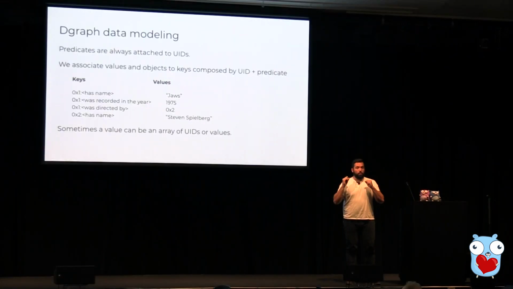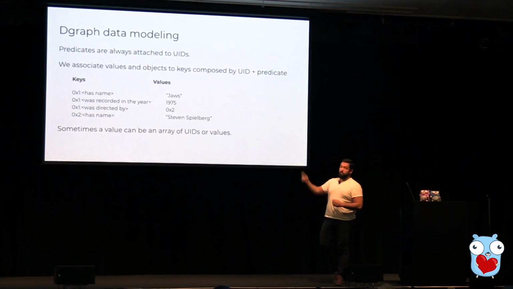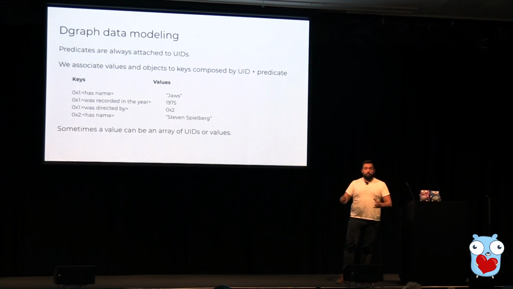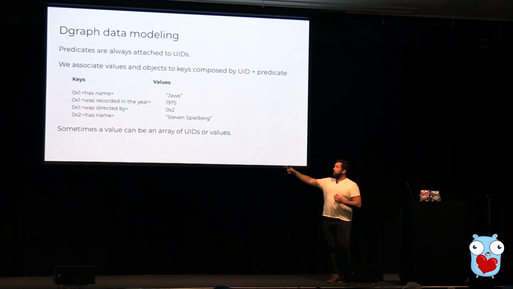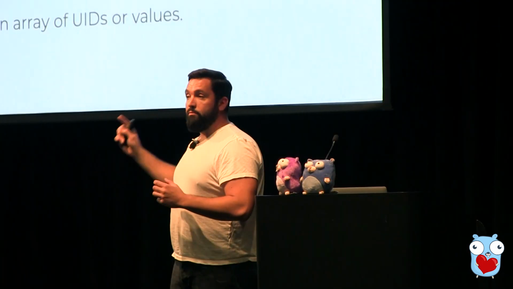So what we do is we store all of that in a key value store. And that's it. The key value store is going to store the key, which is the UID and the predicate name. And then the values are going to be all of the values attached to that. So in here, for instance, 0x1 has name Jaws, or 0x2 has name Steven Spielberg. If, for instance, 0x1 was directed by many people, you would actually have multiple values there.